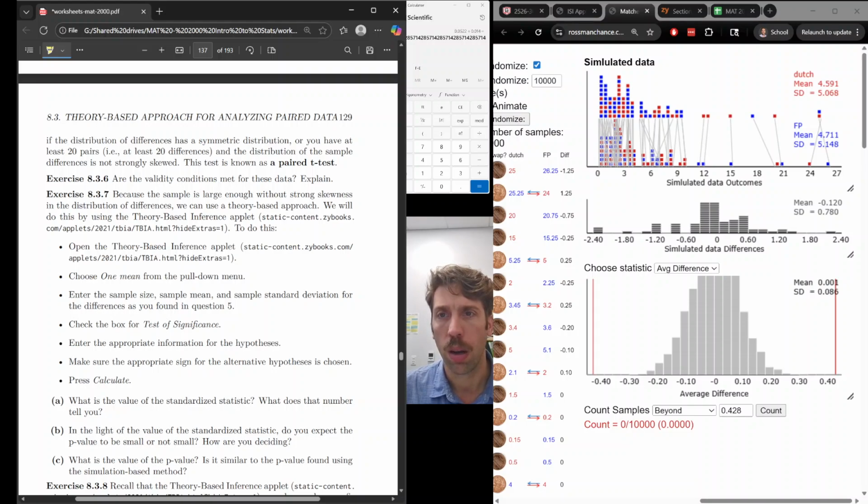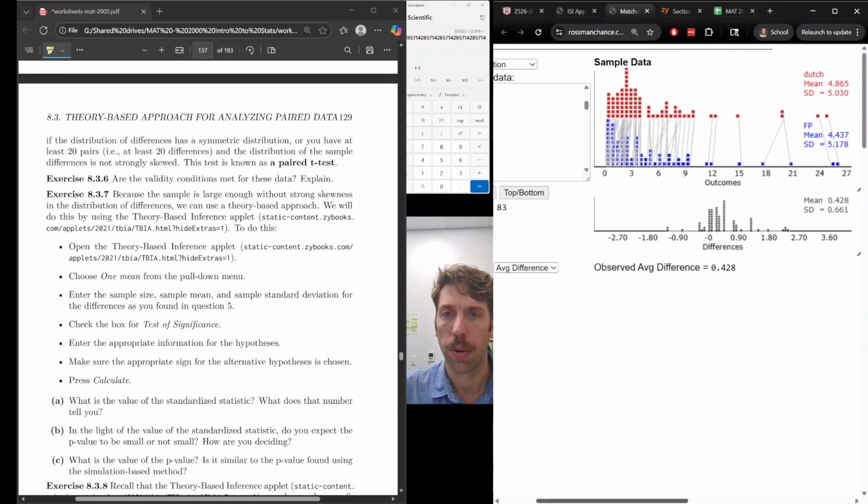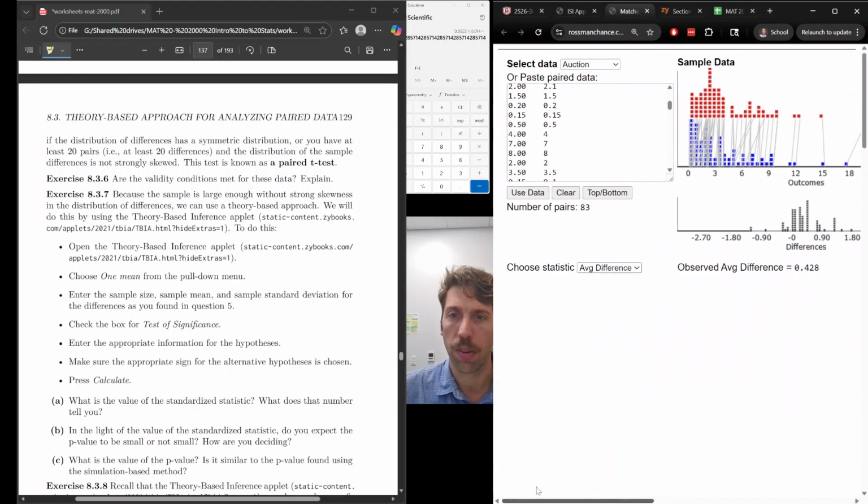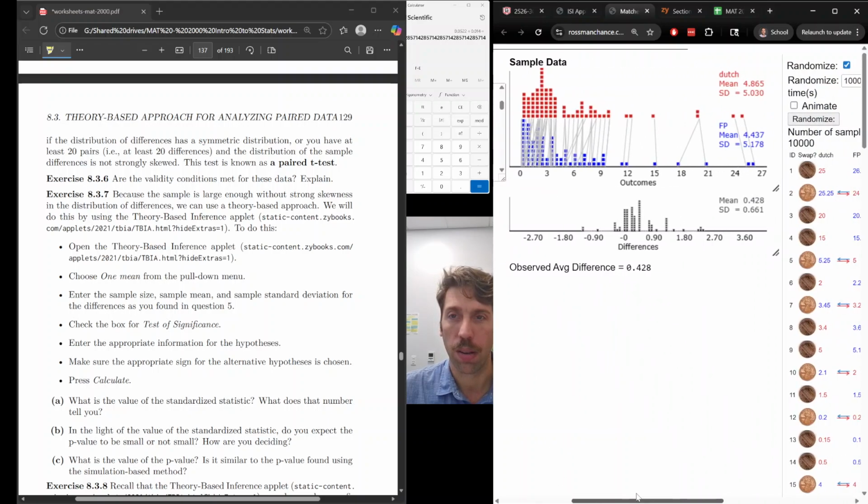So even though, let me go back to the original. The original data is pretty skewed right, and they're skewed right in kind of the same ways. The distribution of the differences is not symmetric, but it's almost symmetric. So are the validity conditions met for these data? You can talk about the almost symmetricness of it, and you can also talk about how I've got way more than 20 pairs. So both, it works well.